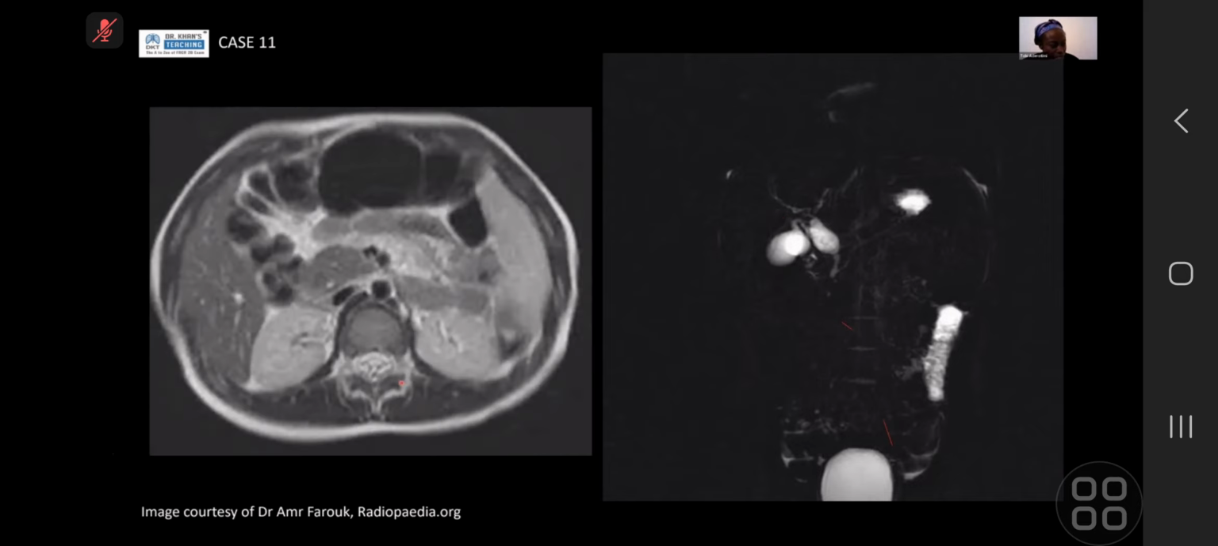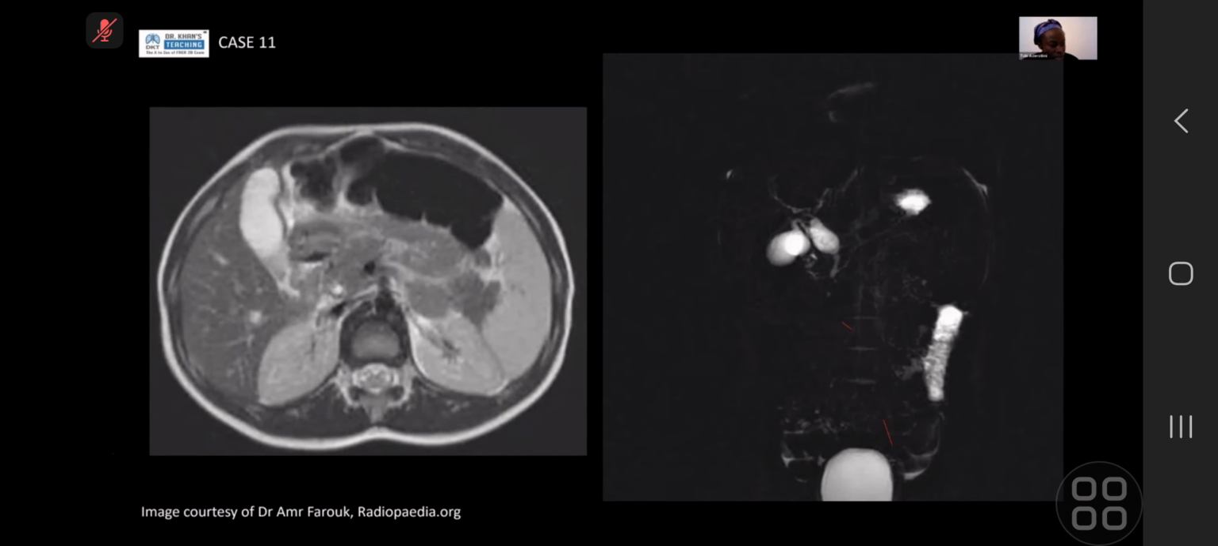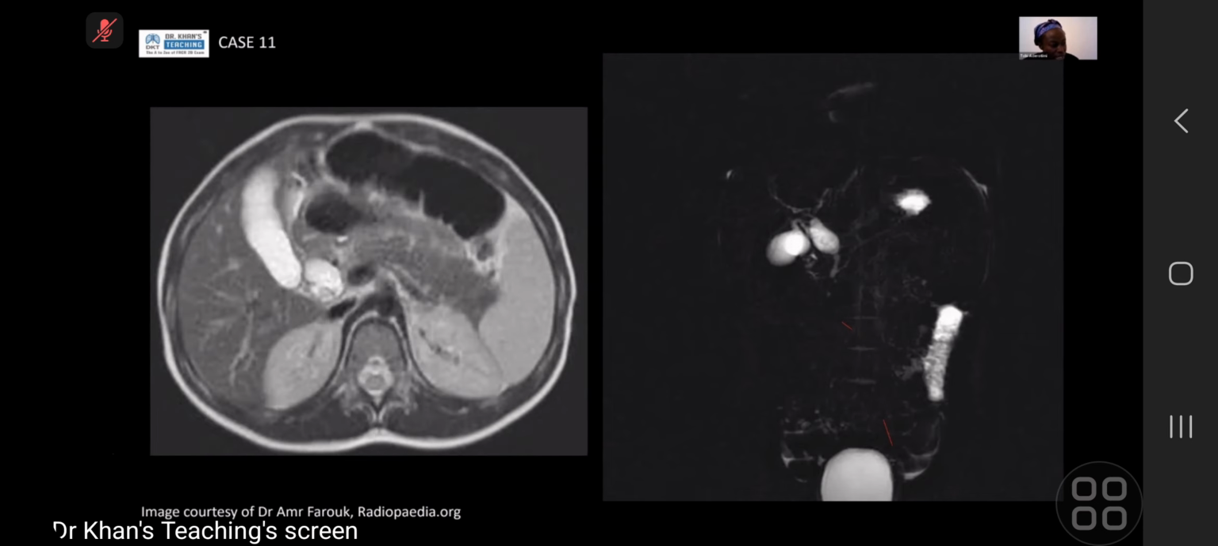And you can see here, this is just further MR images to show. So this is the gallbladder here, and then this is that dilated common bile duct.